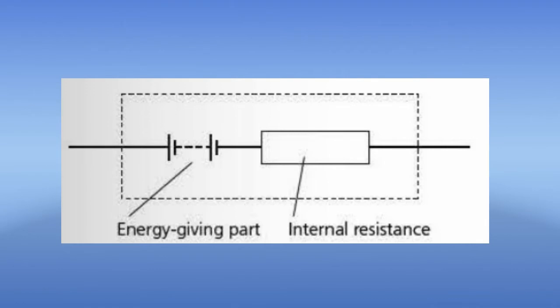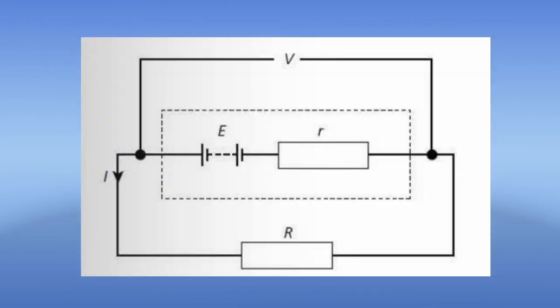To make it clear, let's see this figure. It is often easiest to think of the two parts of a source of EMF quite separately. Now take a look at the circuit diagrams. Consider a battery of EMF E and internal resistance r driving a current through an external resistance R. The potential difference across the terminals of the battery is V.